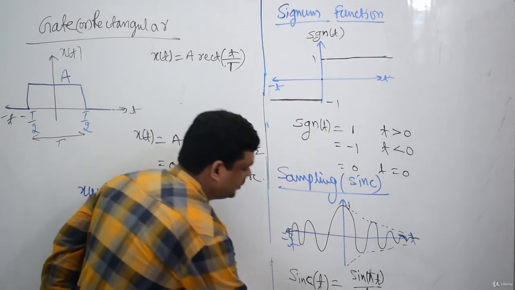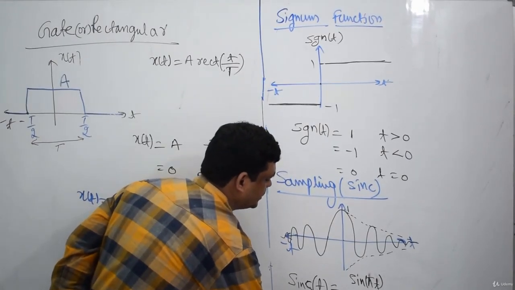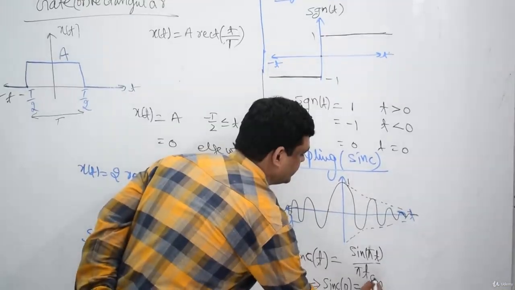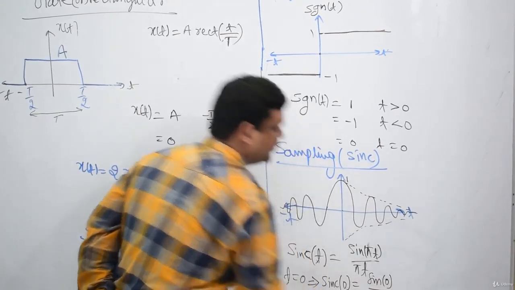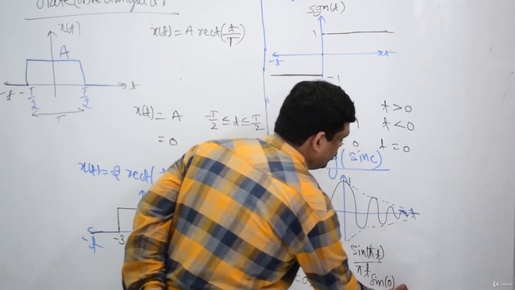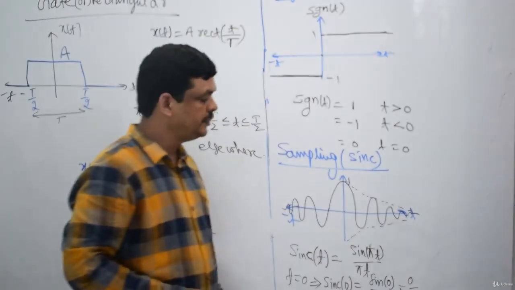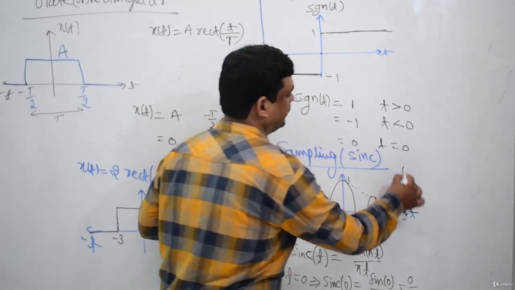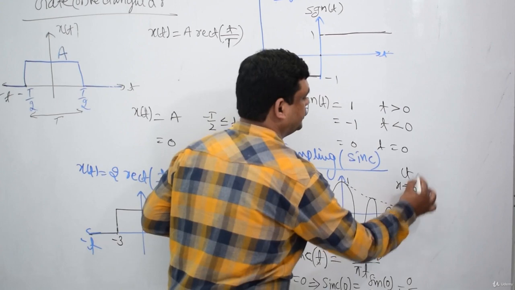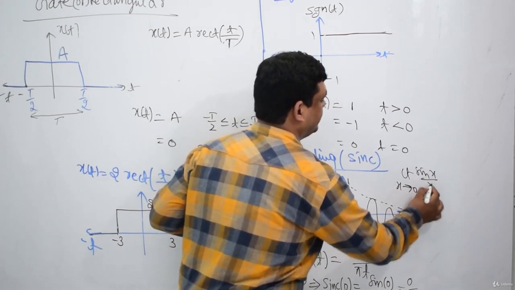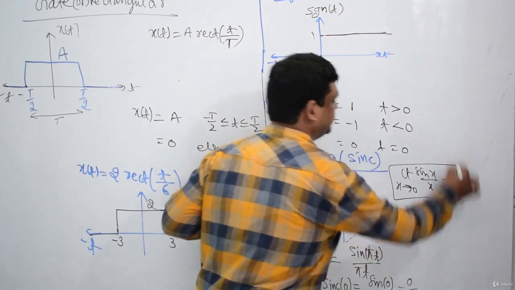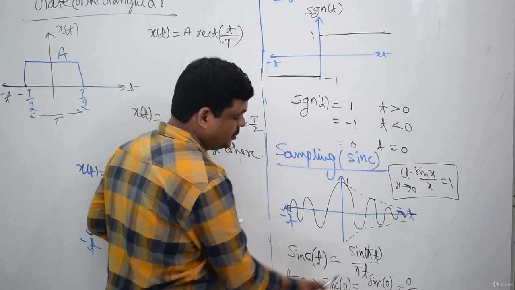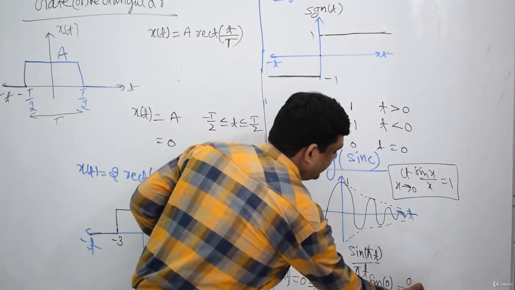At t is equal to 0, the function becomes sinc of 0. Sinc of 0 is sin 0 by 0, which is 0 by 0 here. 0 by 0 is not defined. That's why, according to mathematical analysis, the limit as x tends to 0 of sin x by x should be 1. From this, with limit t tends to 0 here, x is nothing but t tends to 0. Sinc of 0 should always be 1.